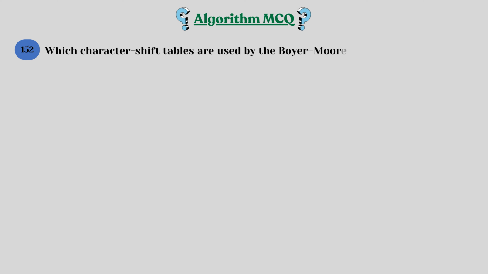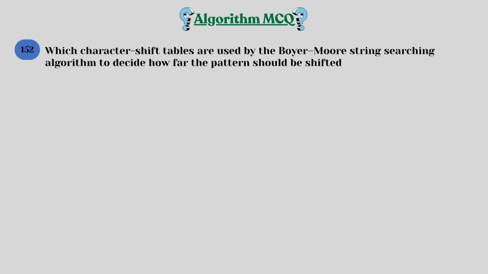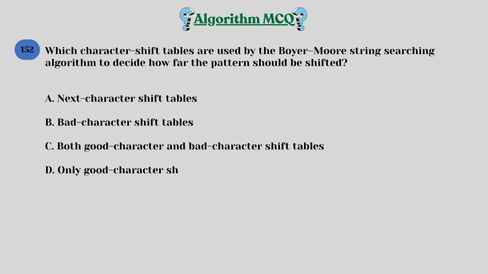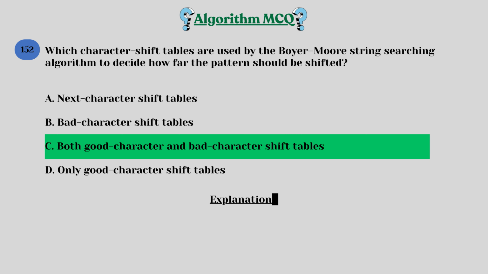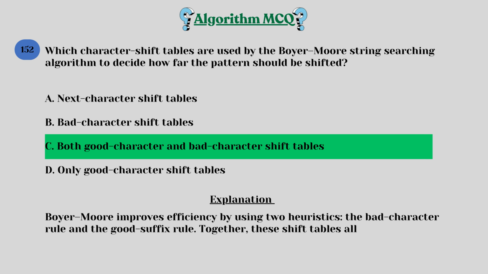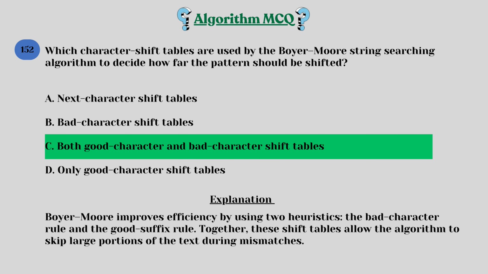Which character shift tables are used by the Boyer-Moore string searching algorithm to decide how far the pattern should be shifted? Correct answer: both good suffix and bad character shift tables. Explanation: Boyer-Moore improves efficiency by using two heuristics, the bad character rule and the good suffix rule. Together, these shift tables allow the algorithm to skip large portions of the text during mismatches.